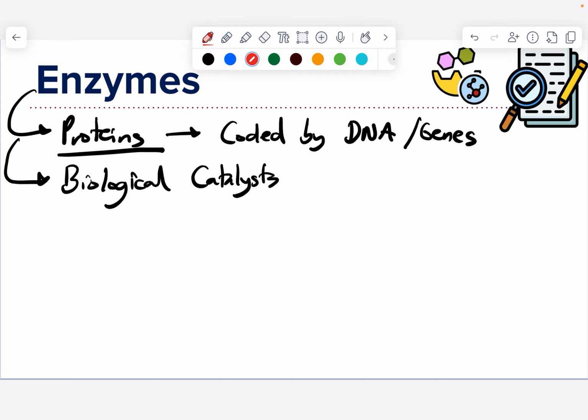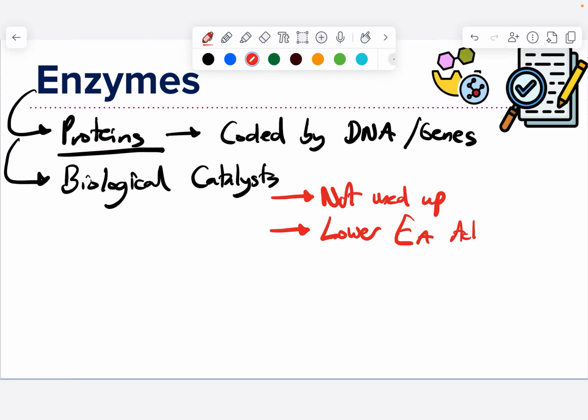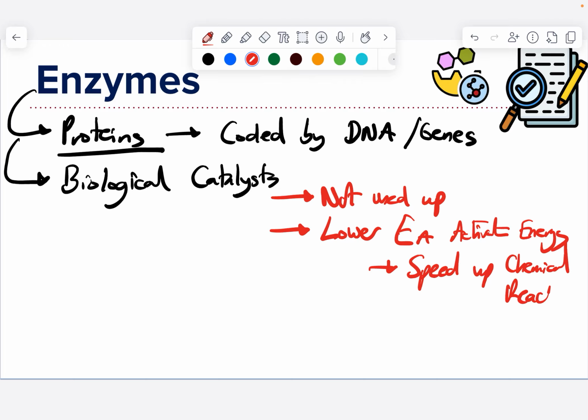The fact they're catalysts means two things. One, it means they are not used up. And two, it means they lower the activation energy, which means they speed up chemical reactions. So in terms of my definition of enzymes, that's what we are talking about. Key things then, so we talk about the lock and key theory.